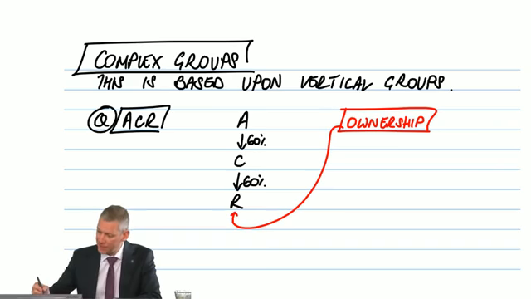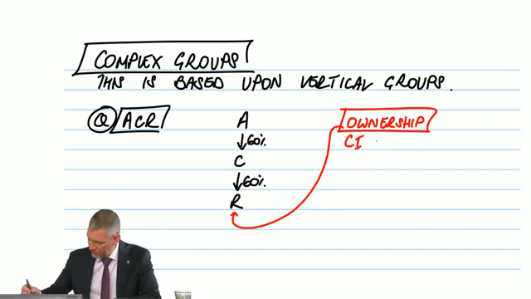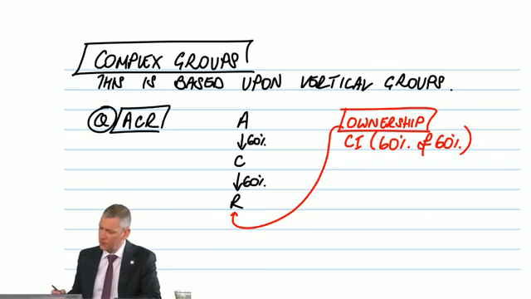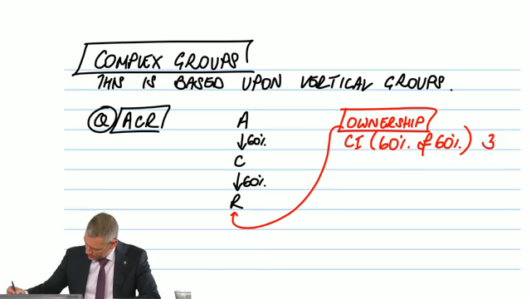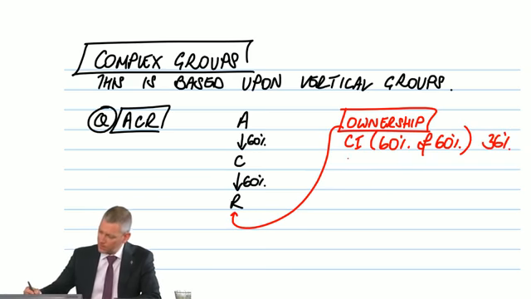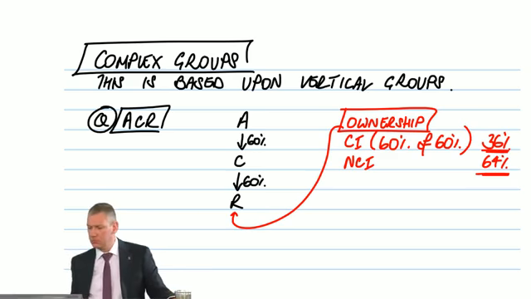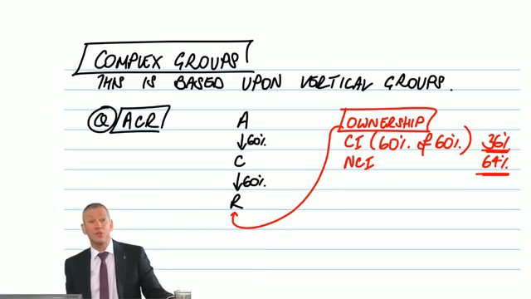Called the controlling interest. Well, the controlling interest is 60% of 60%, which gives us 36%. And therefore the non-controlling interest is 64%. There we go. Well, that's not very difficult. What's complex about that? Well, I haven't shown you yet what's complex about complex groups, but you've guessed it isn't the numbers. It isn't the numbers that's complex.